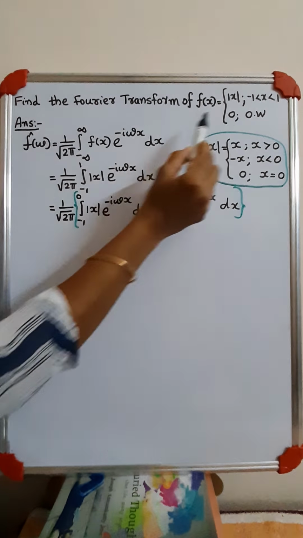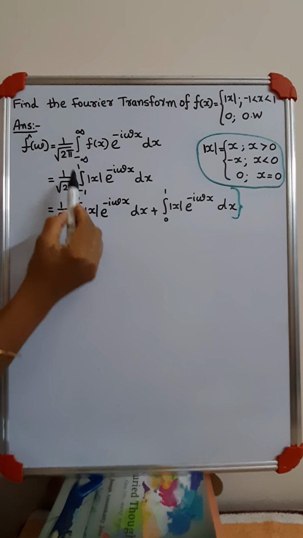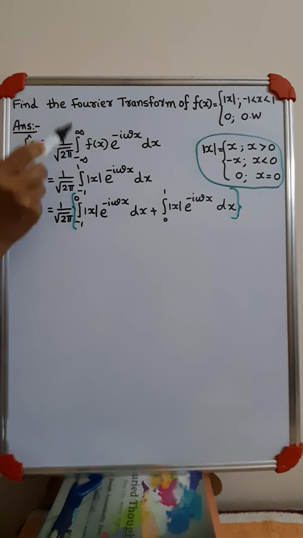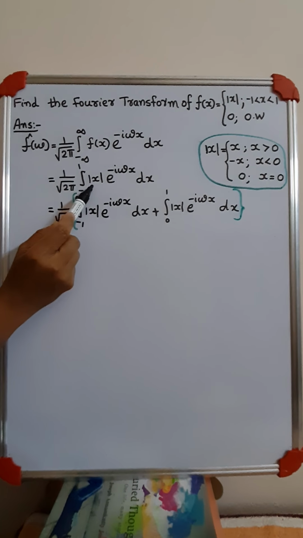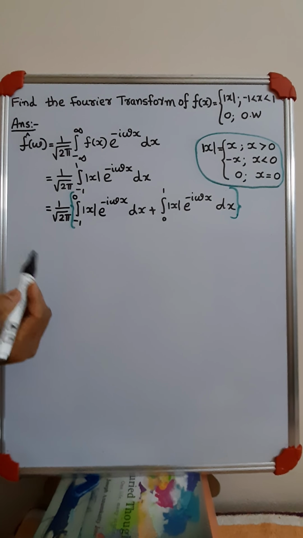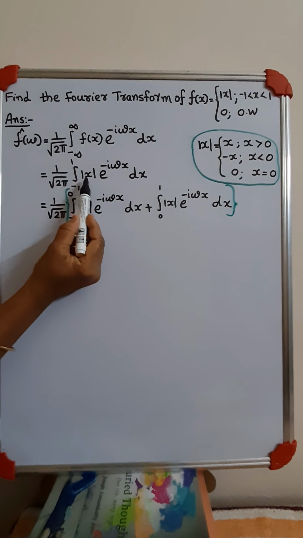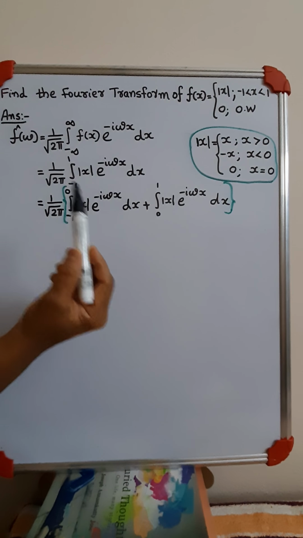We know that f(x) is |x| and |x| is in the interval -1 to 1. So we can convert the limit of the integral as -1 to 1, f(x) is |x|, e^(-iωx) dx. Now we have to integrate this function, but there is no formula for the integral of |x|. So we have to write the definition of |x|.